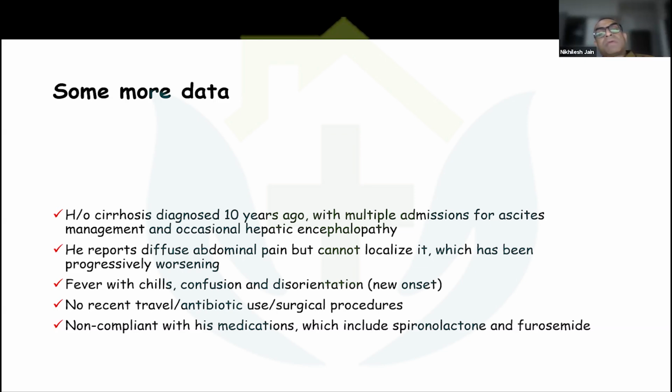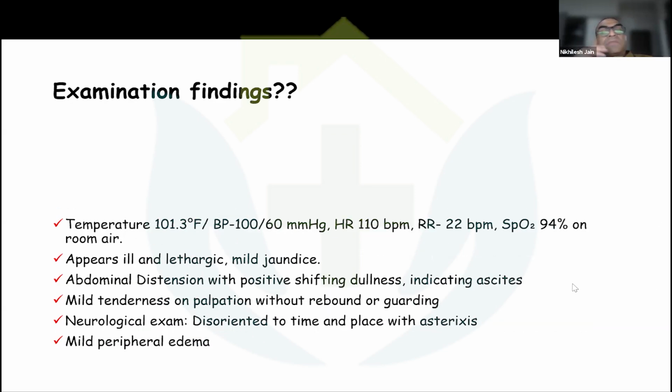He has new onset fever with chills, confusion, and sort of a disorientation. No history of recent travel, antibiotic use, or surgical procedures. This guy is non-compliant with his medications, which actually include diuretics such as spironolactone and furosemide. So examination findings are a temperature of 101.3 degree Fahrenheit, BP of 100 by 60, heart rate of 110 beats per minute, respiratory rate of 22 breaths per minute, sorry. SpO2 of 94% on room air.